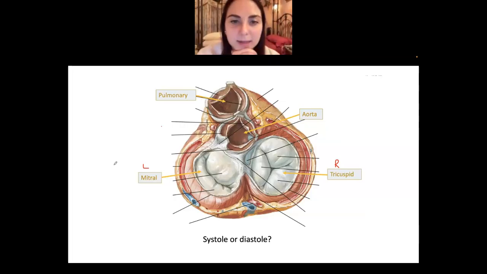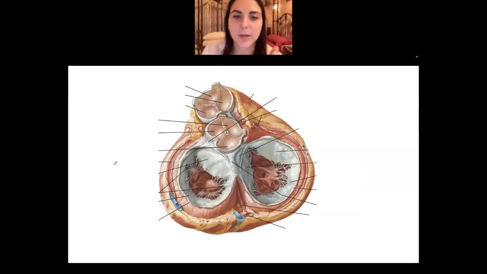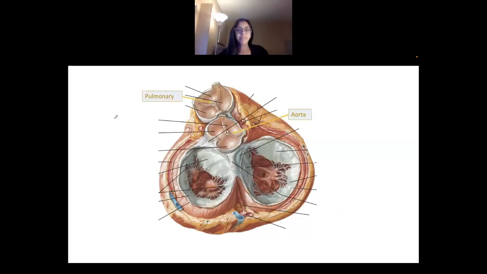Is this heart in systole or diastole? It's in systole. Good. Awesome. Because the aortic and pulmonic valves are open, tricuspid and mitral are closed. Okay. What about this one? What valve is this up here? That's the pulmonary. Yes. Yeah, it wasn't a trick question.